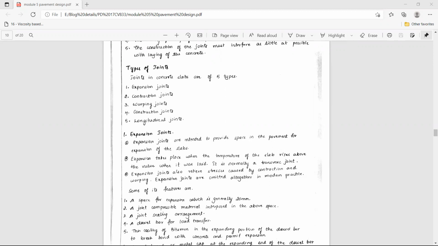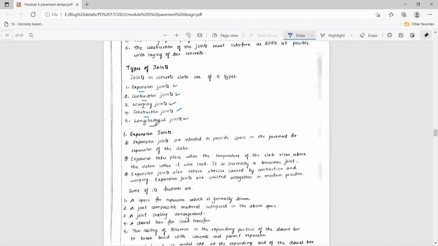Today, I am going to explain about different types of joints and how to design the joints. If you take cement concrete pavement, there will be different types of joints we are going to provide. That is expansion joint, contraction joint, warping joint, construction joint, and longitudinal joint. Here, the name indicates the function of that joint itself. So first one is expansion and second one is contraction joints.